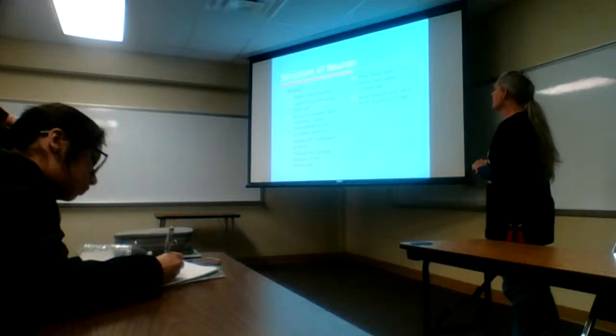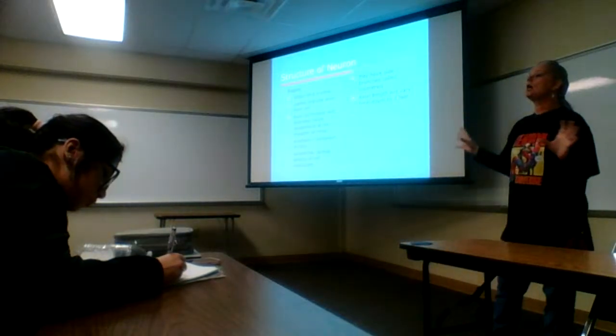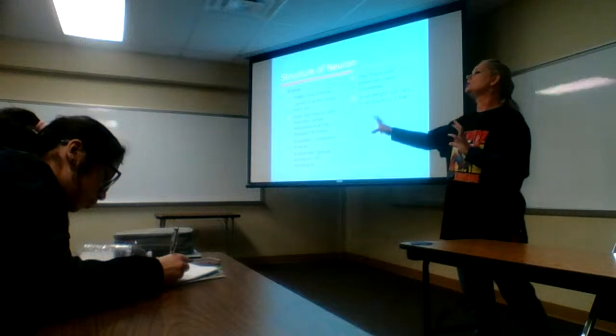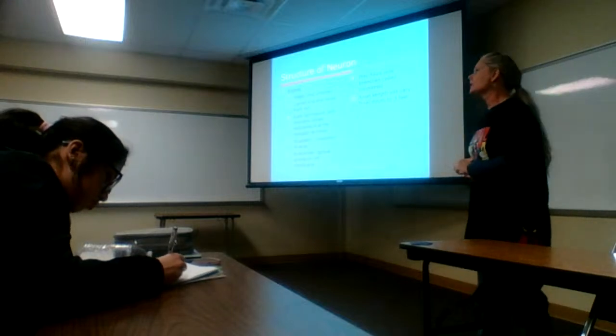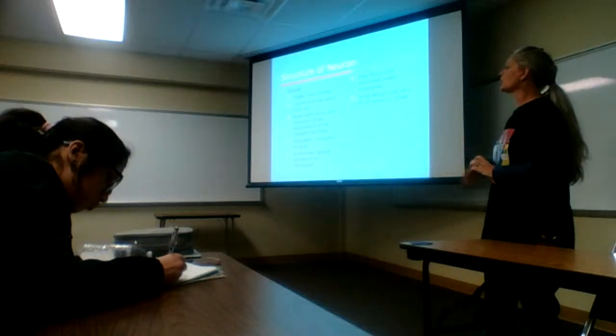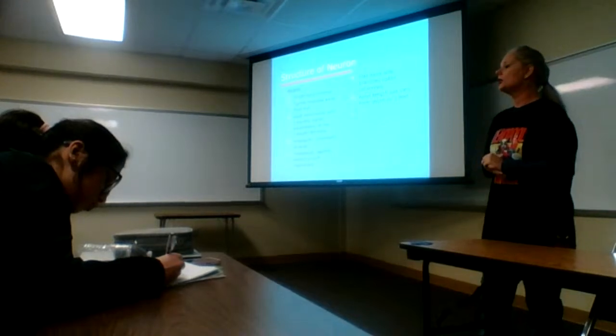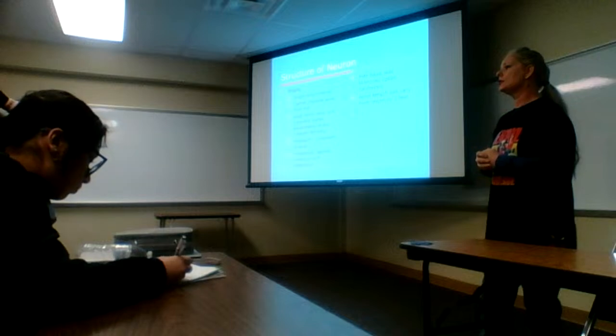Now, your axons may have side branches so they can communicate with more than one cell or to different regions of cells. And those side branches are called collaterals or axon collaterals. And we learned with our ligaments, collateral just means side. Okay, so these are side branches of the axon.